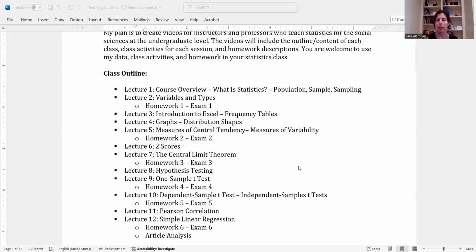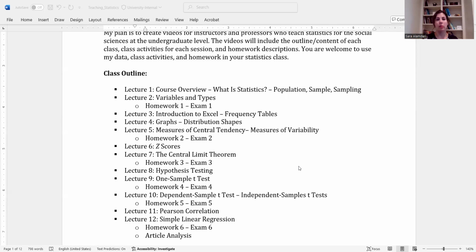In lecture 1, we always include the overview of the course, and we talk about what statistics is, population, sample, and the sampling process. I usually explain this in the first session. In the second lecture, we talk about variables, what variables are and what the types of variables are. And then I give them homework 1.